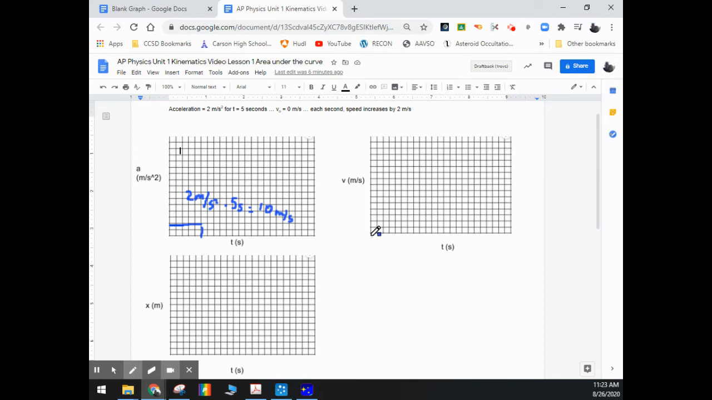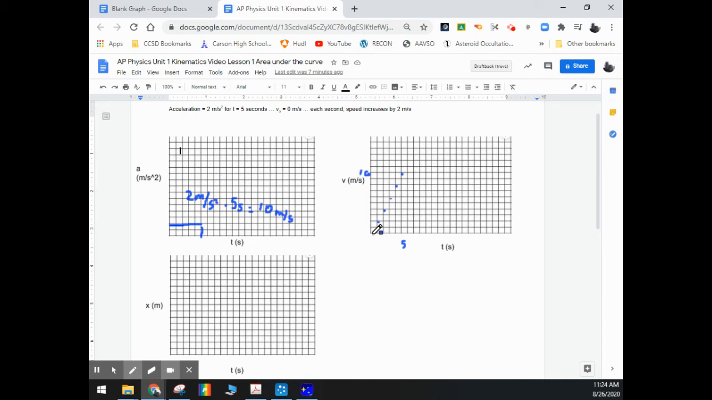So starting from zero, it's going to be up 2 over 1, which would be right here, up 2 over 1, right here, up 2 over 1, which is about here, up 2 over 1, and let's go up 2 over 1. And make sure we have 5 seconds. There's 1 second, 2 seconds, 3 seconds, 4 seconds, 5 seconds. So very carefully now, this is 5 seconds, and lo and behold, this should be 10 right here. We want to make sure we check our math. 1, 2, 3, 4, 5, 6, 7, 8, 9, 10. Yeah, so 10 meters per second at the end of 5 seconds.